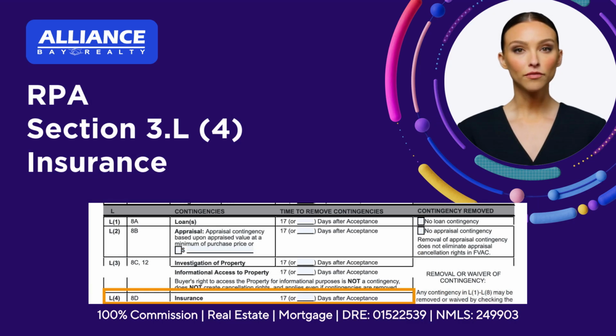Section L, 4. For insurance, this section gives buyers time to confirm the buyer can obtain acceptable homeowners or fire insurance and, if applicable, flood insurance. The default is set to 17 days after acceptance. Remember, order quotes early. Wildfire zones and insurance moratoriums can derail funding. If insurance is uncertain, don't shorten this contingency.